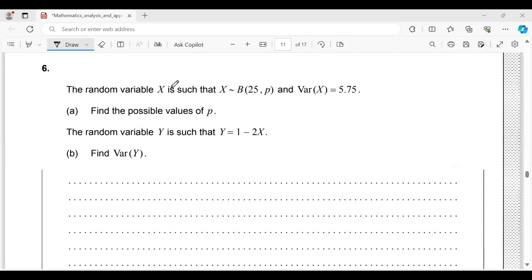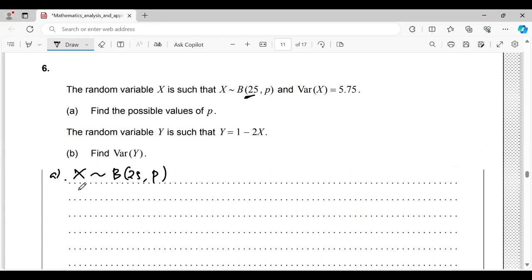Number 6. The random variable X is such that X is binomial with N equals 25 and P, and variance of X is 5.75. A, find possible values of P. B, find variance of Y, where random variable Y equals 1 minus 2X. Okay, A first.